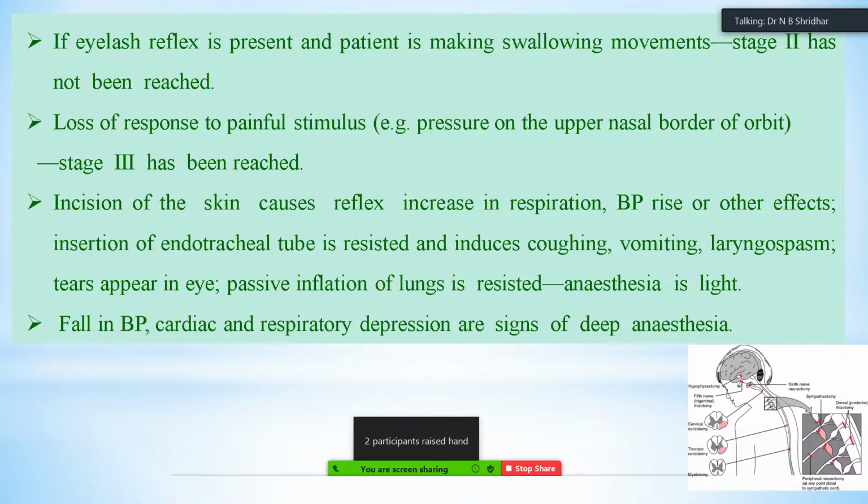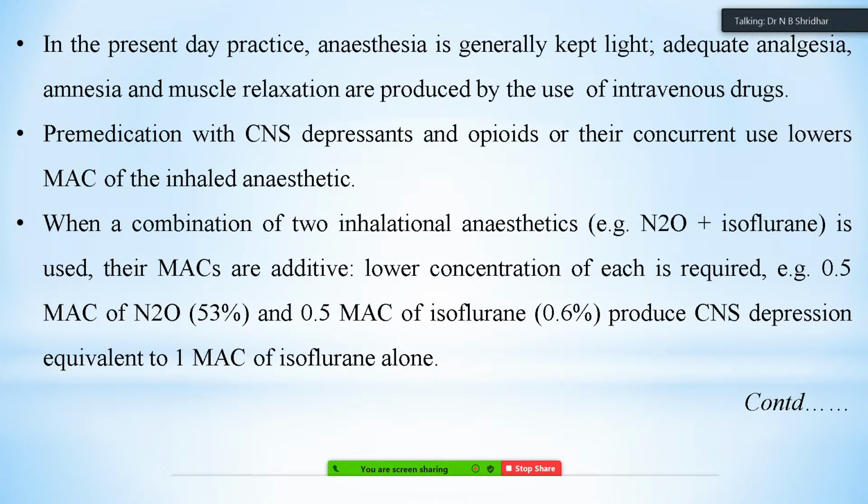Cardiac and respiratory depression are signs of deep anesthesia. The heart rate and respiratory rate both decrease to a maximum extent, so the patient will breathe in a very slow and feeble manner, and the heart rate also becomes very slow in stage 3 surgical anesthesia. Usually most surgeries are conducted in this stage. In present days, the practice is that anesthesia is generally kept very light.